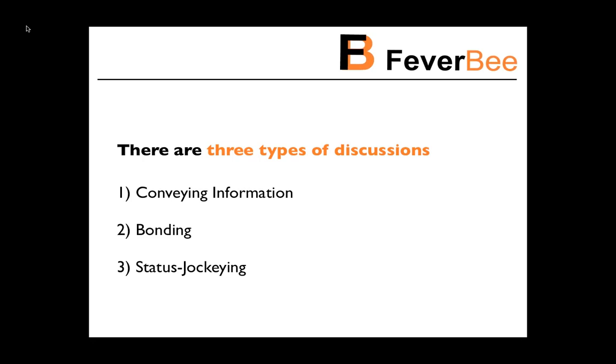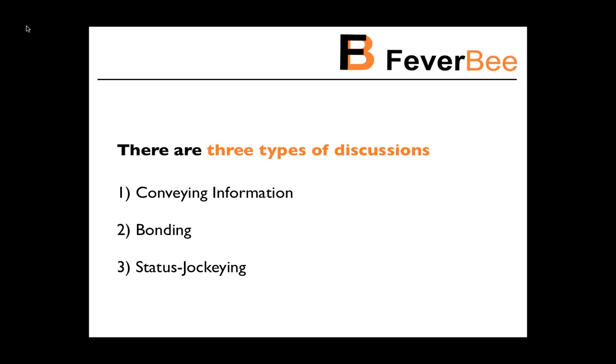And the third are what can best be termed status jockeying discussions. This is where we are, through the art of conversation, comparing ourselves to each other and jockeying for status amongst the group. When we talk about our own achievements and our own experiences, what we're doing in a very much subconscious way is jockeying for status amongst that group.